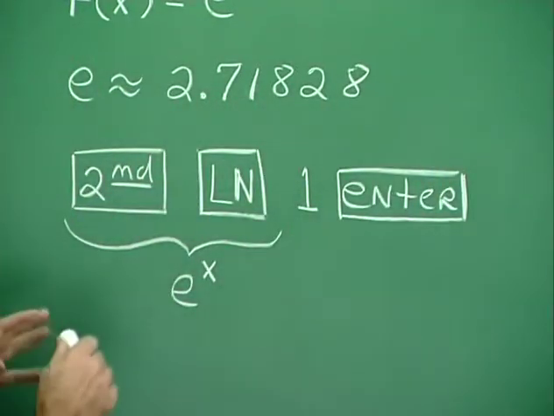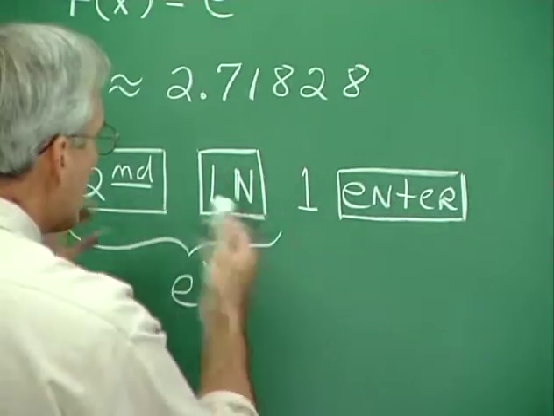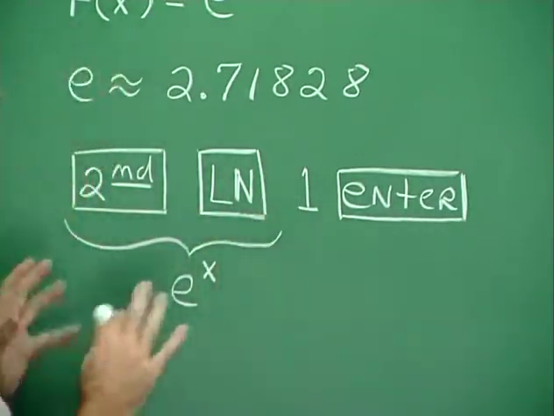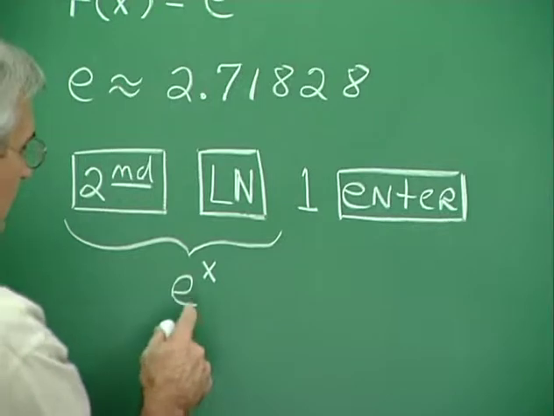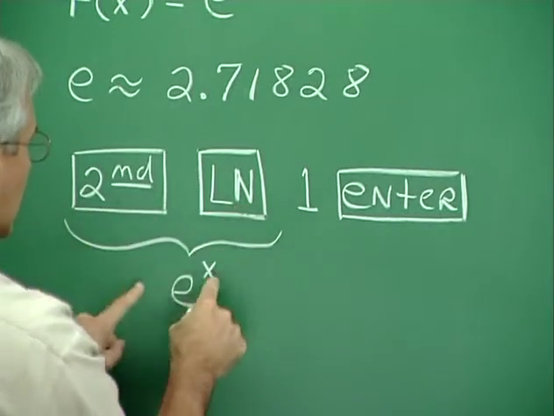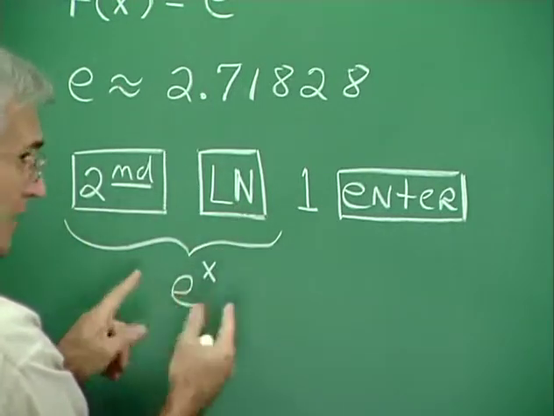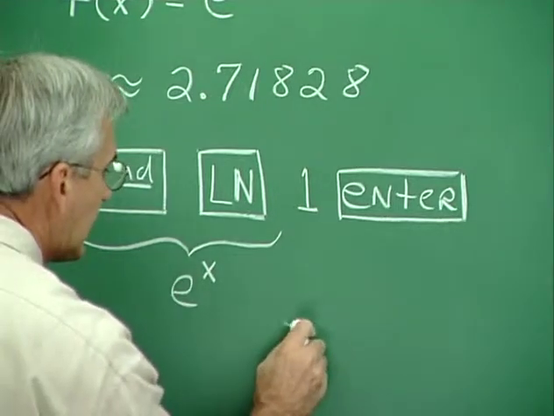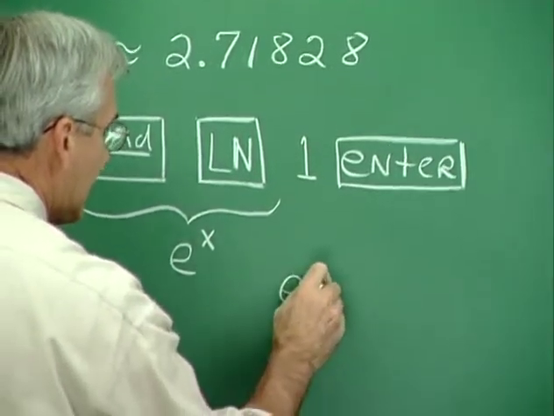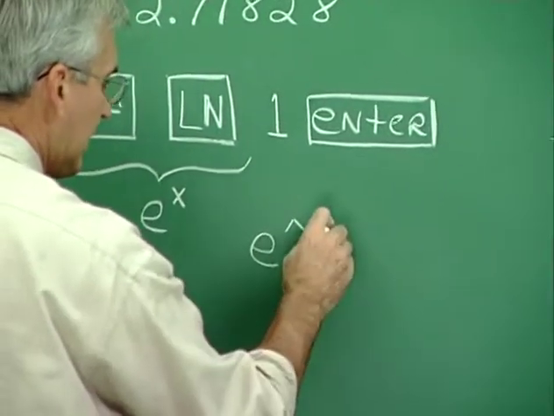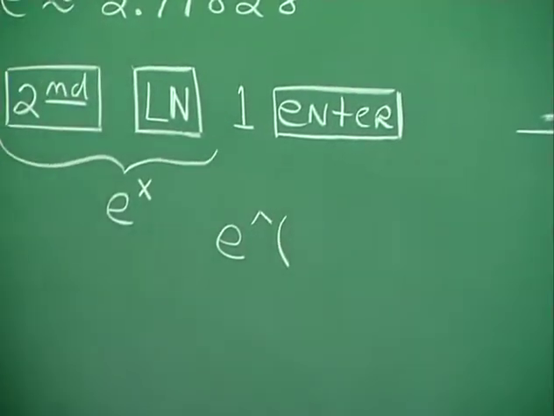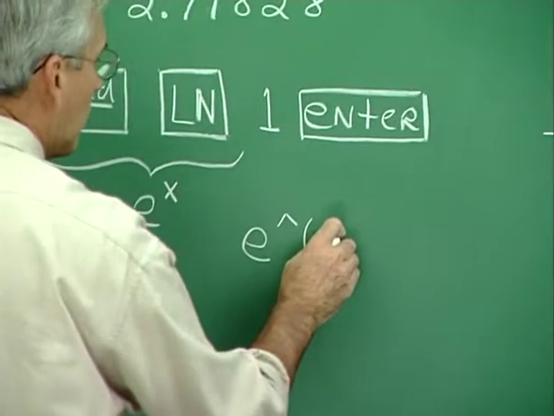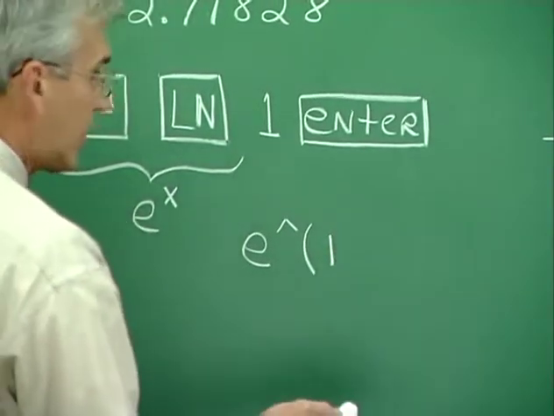Now, when you go through this process and you enter the 1, here's what you see on the calculator. When you press second ln, you are really accessing e to the x power. The calculator will display e and then the exponent indicator, and then it will open a parenthesis for you. So all you have to do is enter a 1. You don't even need to close the parenthesis.